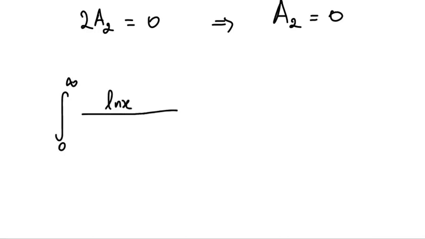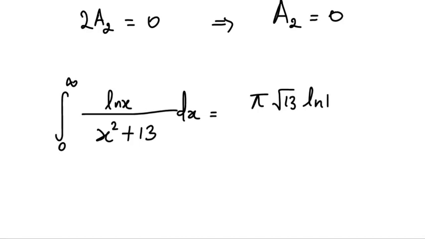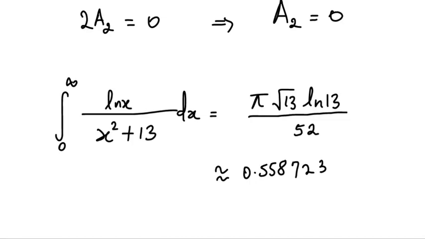Therefore, we come to our conclusion that the integral from 0 to infinity of the natural log of x divided by x squared plus 13 dx is equal to pi root of 13 multiplied by the natural log of 13 divided by 52. And this right over here is approximately equal to 0.558723579, and this is our solution in exact form, and this is our solution in approximate form.